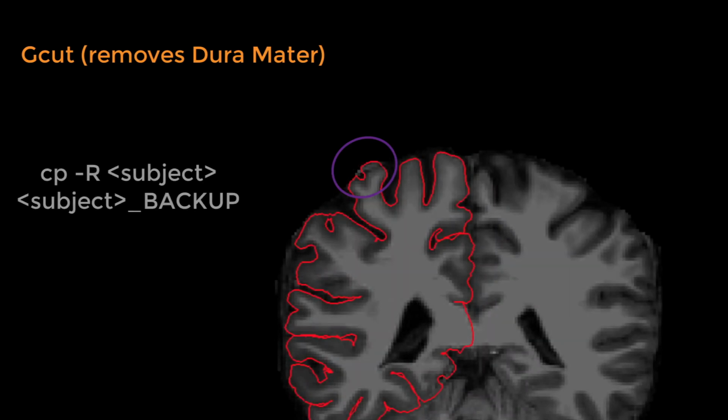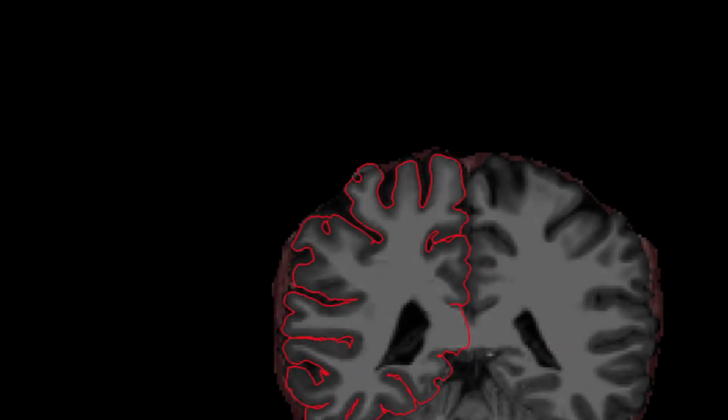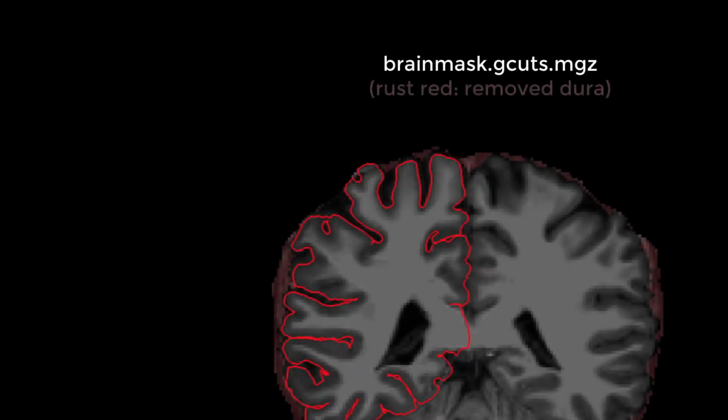First, make a backup copy of your subject directory. Then, type the following command. It should take about a minute. You can overlay the resulting file, brainmask.gcuts.mgz, on the T1 image and the peel surface to see where the dura was removed.